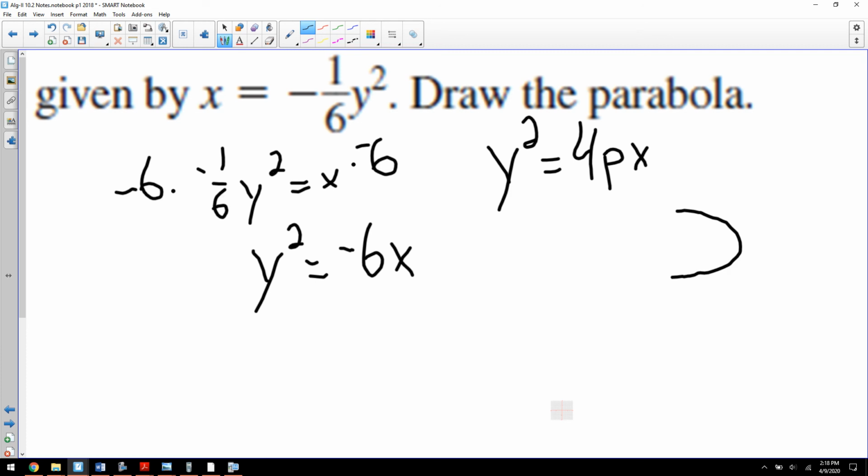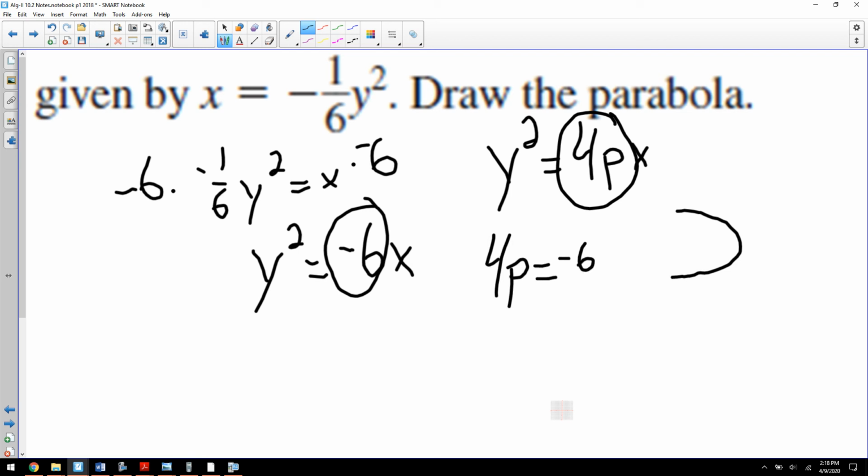What we do is we need to figure out what this value of p is. Well, right now the 4p is being played by the role of negative 6. So what we do is we say 4p equals negative 6. So that tells us what our p value is. It's negative 6 over 4, otherwise known as negative 3/2.